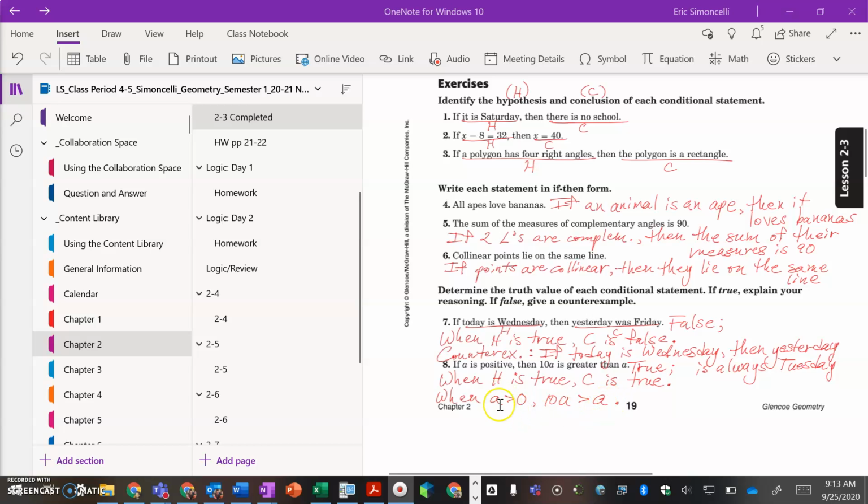I mean, pick a number like 1. When A is 1, 10 times 1, which is 10, is certainly greater than 1. So this is not a counterexample per se. As a matter of fact, it's proving that it's true in every single case. There is not one counterexample that we can come up with that disproves this true statement.